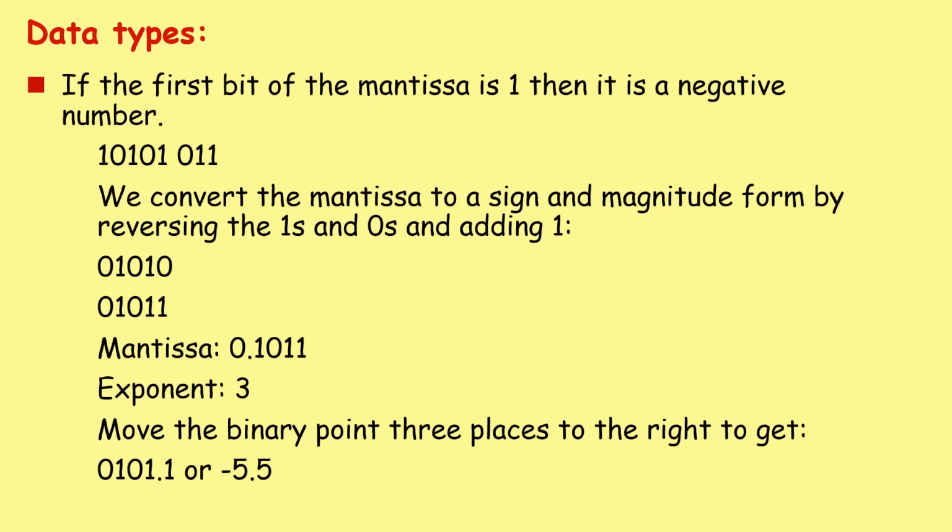If the first bit of the mantissa is 1, then it is a negative number. So our example here is 10101011. We convert the mantissa to sign and magnitude form by reversing the 1s and 0s and adding 1. So 01010 becomes 01011. That gives us a mantissa of 0.1011. The exponent is still 3. We move the binary point 3 places to the right to get 0101.1 or minus 5.5.